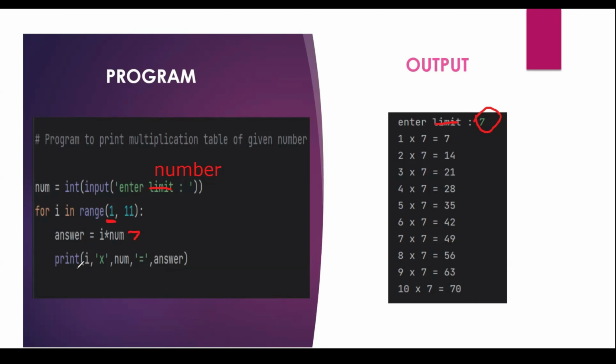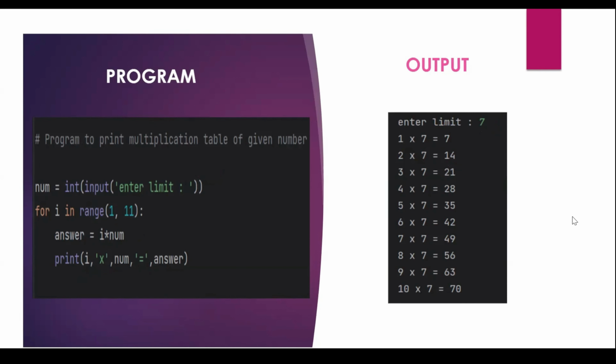After that, we are printing i. i means 1. After that, inside the single quote, we are adding x to add the symbol x. Then num means the number 7. Equal to is also inside the quotes, so it will be printed just like that. Now the answer is 7, so the 7 is printed. In the next execution, i will be 2, so it will be printing 2 x 7 equal to answer. The answer will be 2 into 7, 14. Like that, it will be printing up to 10 into 7, 70.